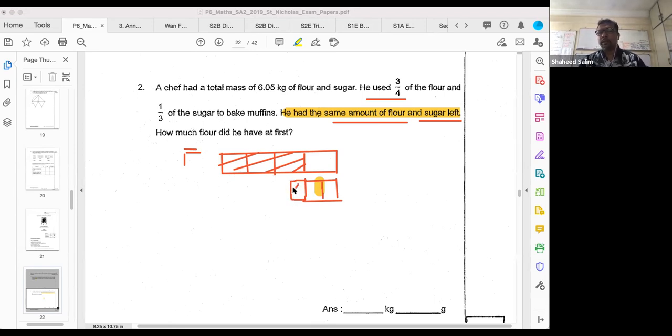So I draw this now. This is the model. This is the sugar. Can you solve it now? Can solve now. Down here, flour, use 3/4, left 1/4. This amount of flour is the same as the amount of sugar left. This amount of sugar is 2/3. How do we know 2/3? Because he used 1/3. Use 1/3 means he must have 2/3 left. So that's why now I draw one more extra. This whole thing is equal to 6/5.